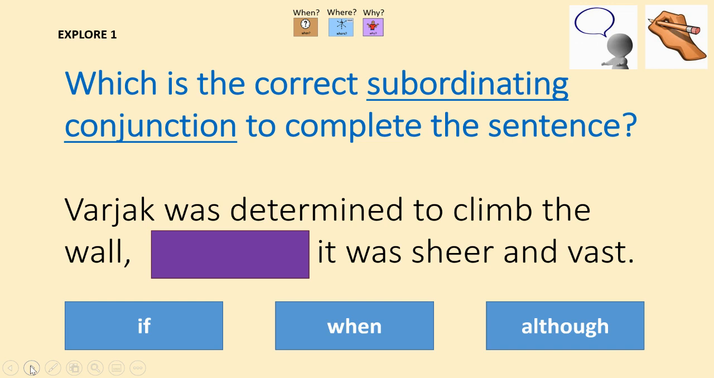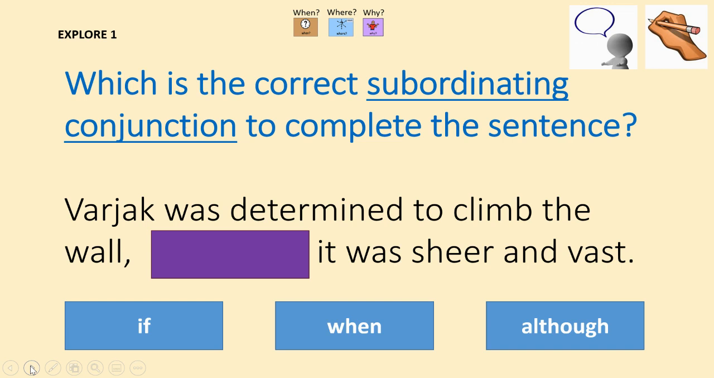Okay, so let's have a look. The sentence is, Varjak was determined to climb the wall. It was sheer and vast. Okay, that means really steep and really long. So Varjak was determined to climb the wall. It was sheer and vast. So let's have a look at and go through the three subordinating conjunctions down the bottom. That we've got if, when, although. We're going to try all three, and let's see which one we think fits.